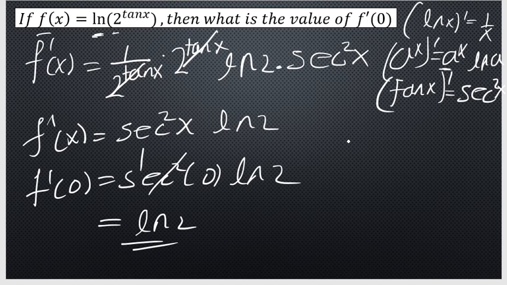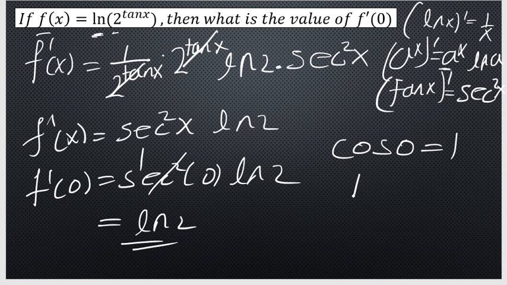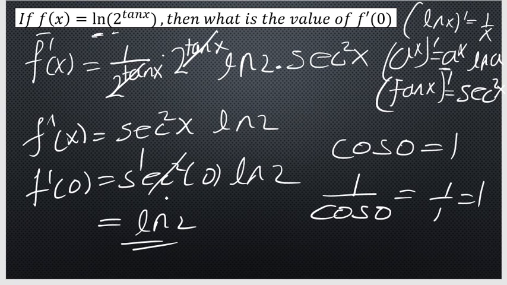How come? Cosine 0 is equal to 1. And sec means 1 over cos. So 1 over cos 0 means it is just 1 over 1, which is 1. So when you square it, it doesn't matter. So the answer is going to be ln 2. That is the first question and its answer. Let us continue to the next one.